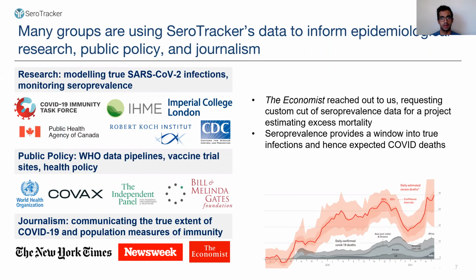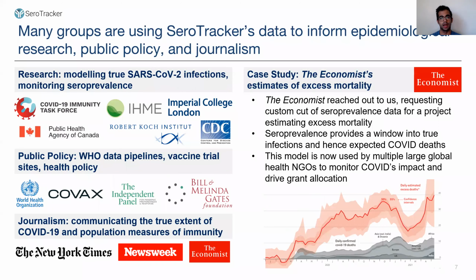Just want to chat a little bit about how folks have been using SeroTracker's data to inform some of their research and modeling. This includes research groups who are interested in modeling the true extent of SARS-CoV-2 infection and monitoring seroprevalence, public policy groups where the SeroTracker data really does feed WHO data pipelines, and then some journalistic work as well. And one example of this is The Economist's work on excess mortality.